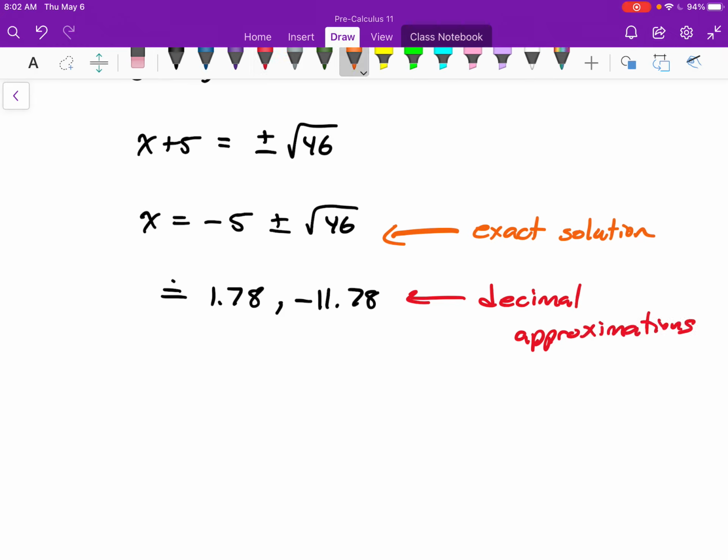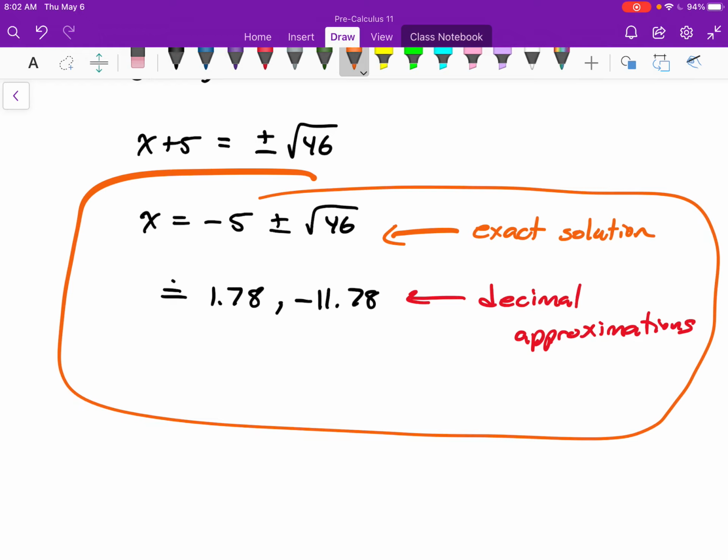And that's because 46 is not a perfect square. So these are my two different ways of writing my answer. Mathematically, the first ones are better. They're exact. In terms of using them, the second answers are probably easier to get a sense about what they represent.